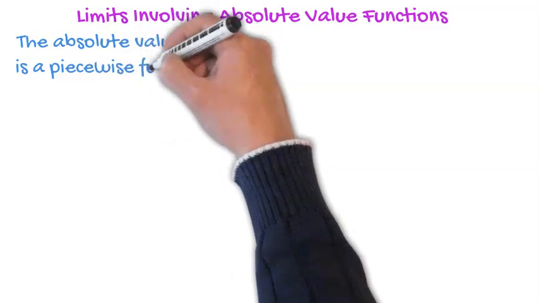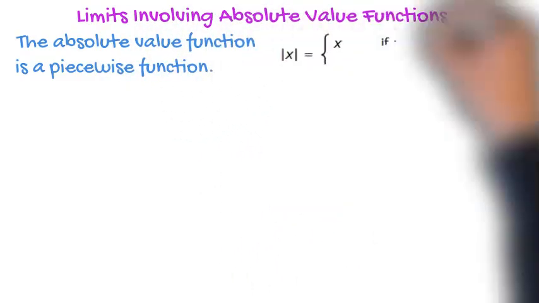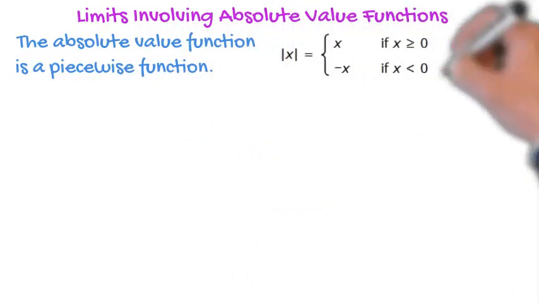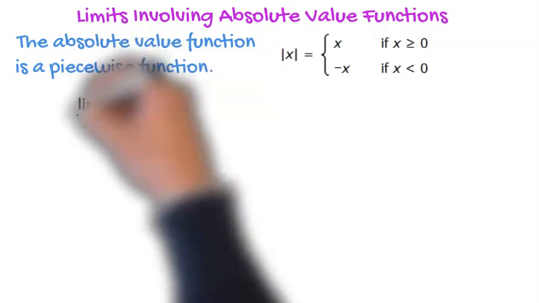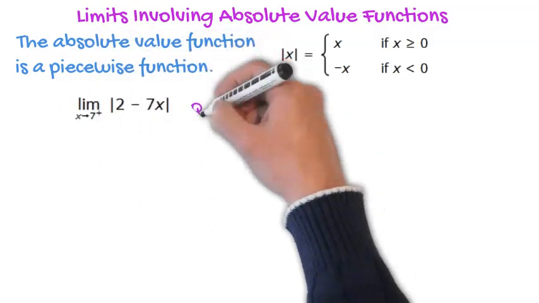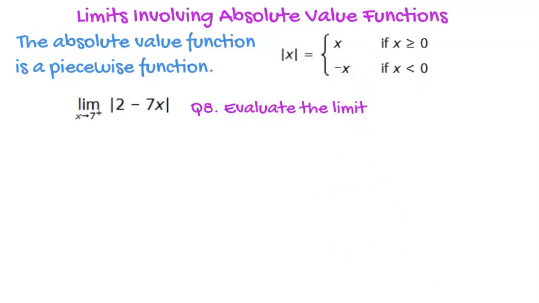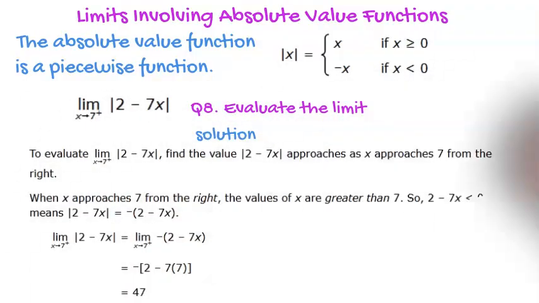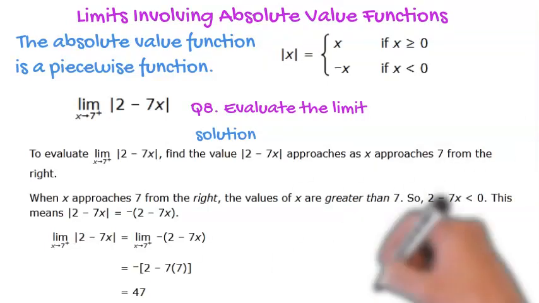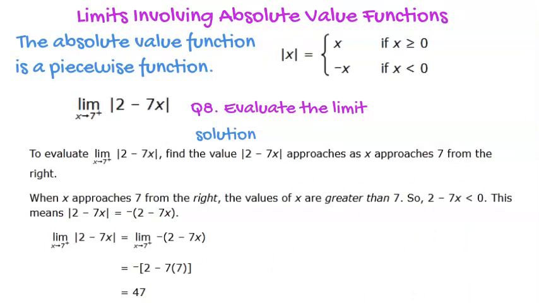The absolute value function is a piecewise function. Evaluate the limit. To evaluate the limit, find the value 2 minus 7x approaches as x approaches 7 from the right.